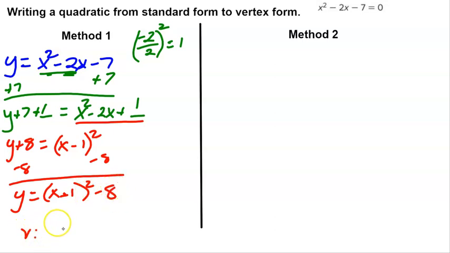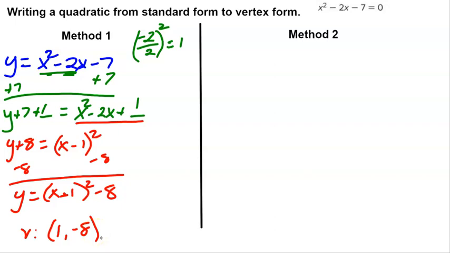And my vertex would be, since I have x minus 1, think of that as x minus h. My h would be 1, and my k would be negative 8. So my vertex would be at 1, negative 8.